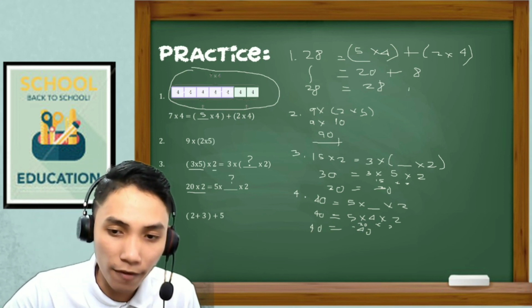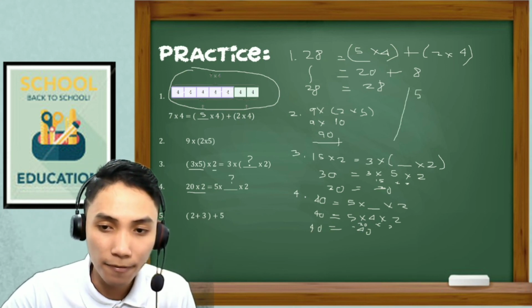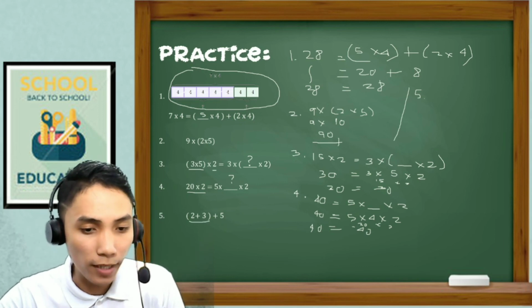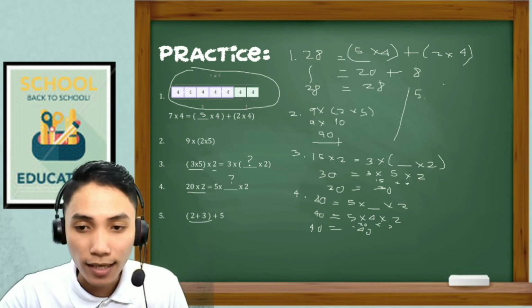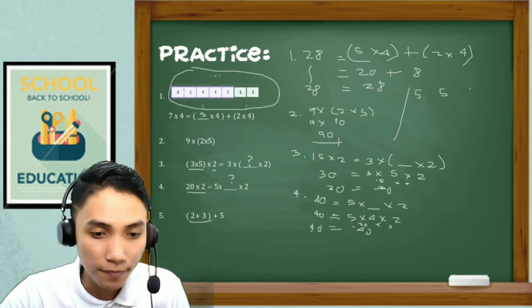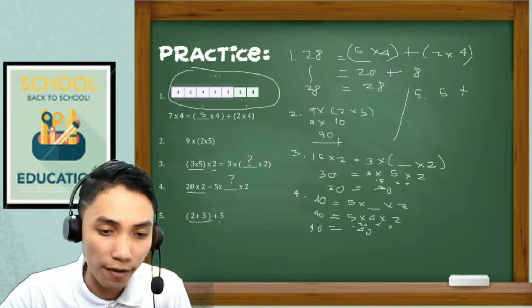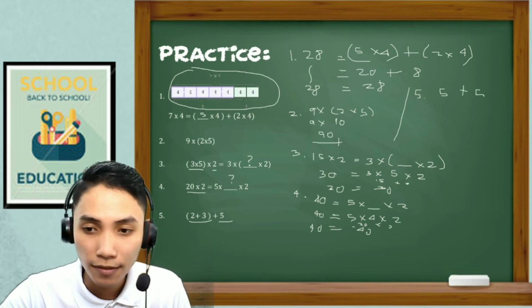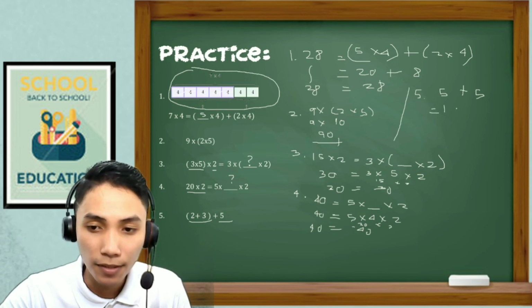Now we have here also number 5. So 2 plus 3, that is 5, plus 5, that is equal to 10.